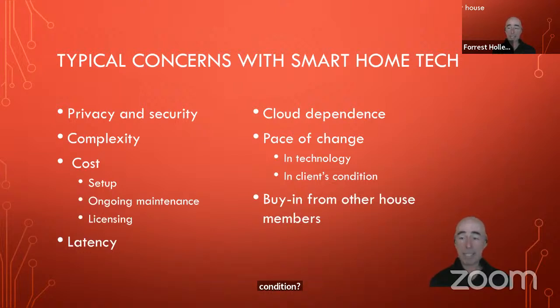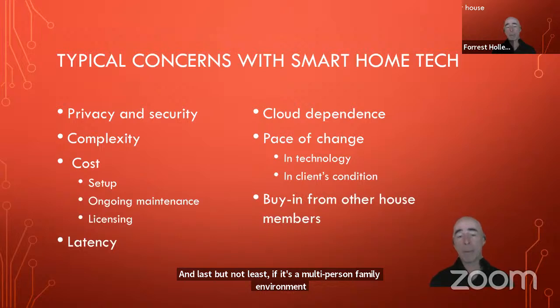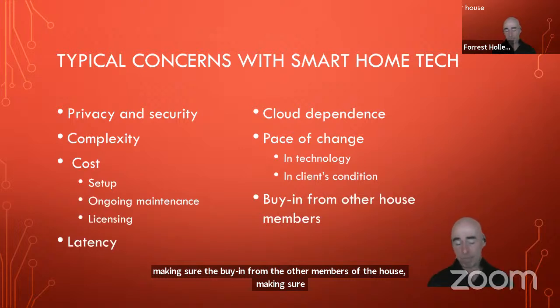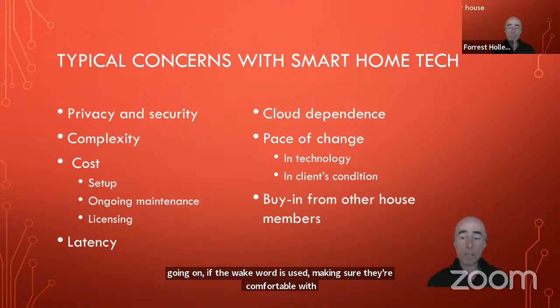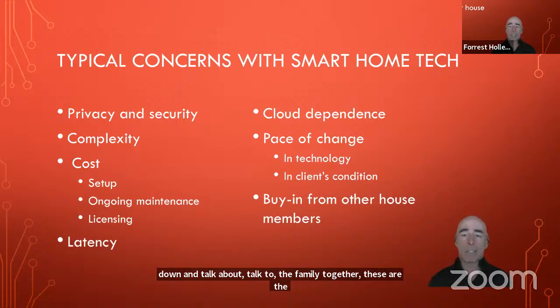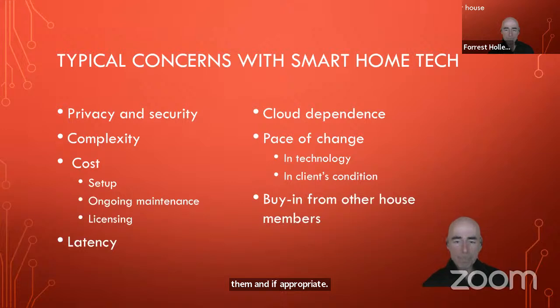And then last but not least, if it's a multi-person family environment, making sure that you have buy-in from the other members of the house. So making sure that they're all happy that it's going to be Alexa and she can listen to what's going on in place if a wake word is used, making sure that they're comfortable with any sensors that happen to be around. So these are concerns that oftentimes we'll sit down and talk to the family together and say, these are the benefits that it's going to bring, but these are the concerns. Let's chat about them and if appropriate, make whatever changes are required to make sure everyone's happy with it.